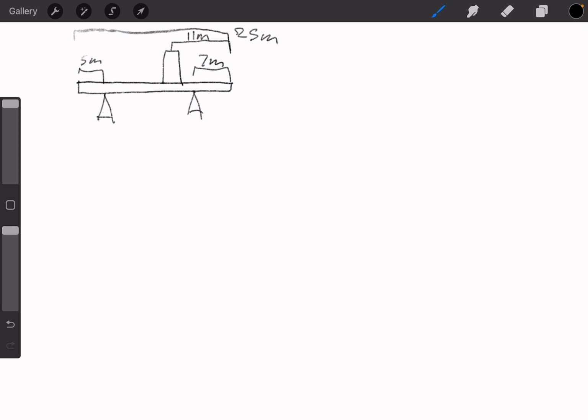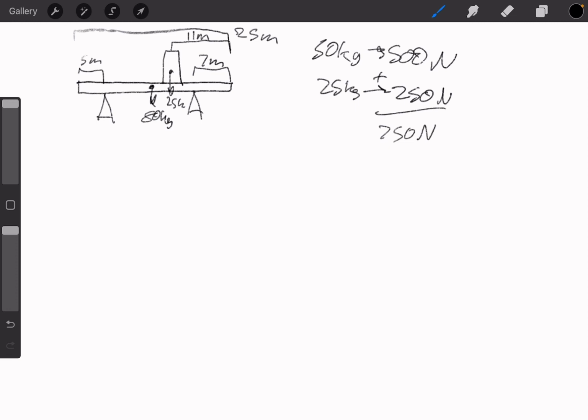So what do we know so far? The beam has a mass of 50 kilograms. That means that the center of the beam is pulling down with 50 kilograms, and the box has a mass of 25 kilograms. So it's pulling down with a mass of 25 kilograms. 50 kilograms turns into 500 newtons. 25 kilograms turns into 250 newtons. So we have these two added together, which is 750 newtons going down. So that means these two blocks have to be exerting a force of 750 newtons up to counteract that and maintain equilibrium. So we can label this as force of 1 and force of 2.